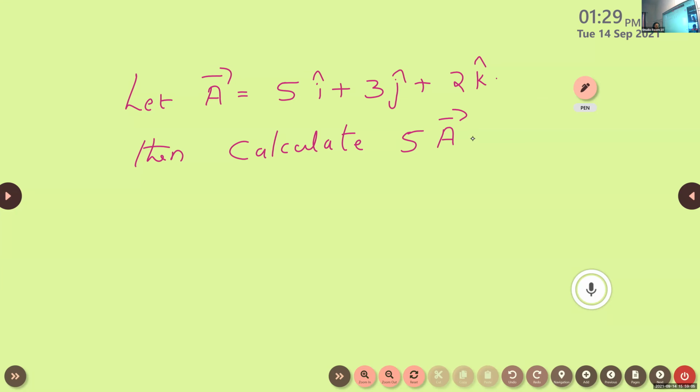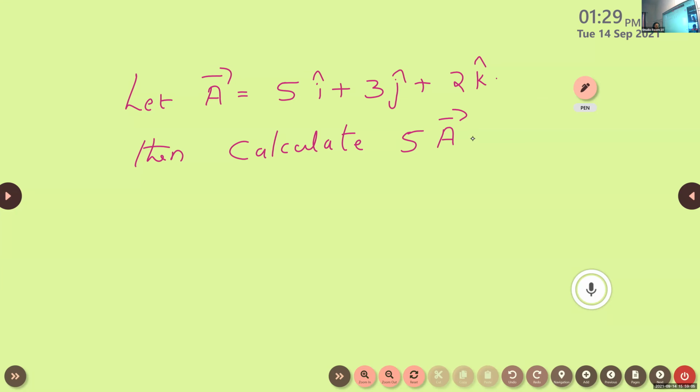Try to correlate it with the general equation for multiplication of a vector by a scalar quantity, lambda vector A. What will be the answer? Lambda vector A is equal to dash. Lambda into magnitude of vector A into A cap. Very good. This will be the answer.